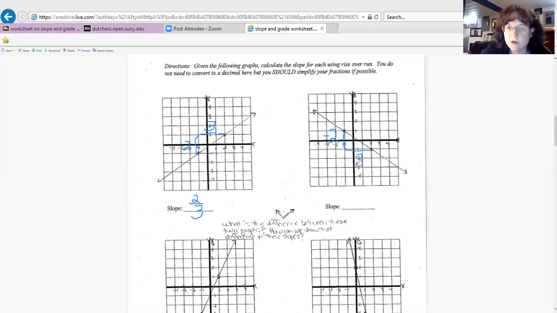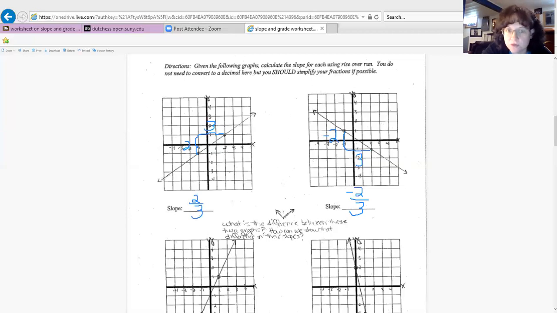So what does that make this slope? That makes this slope -2/3. Okay, look at the difference between these two graphs. In terms of their steepness, these two graphs are actually the same steepness, okay? 2/3. How do we determine which one is uphill and which one is downhill? We determine that from the sign. Increasing lines have a positive slope, and decreasing lines have a negative slope. And that is always going to be true, okay?